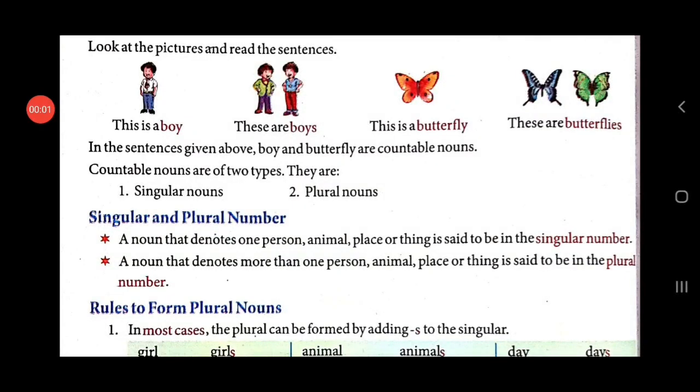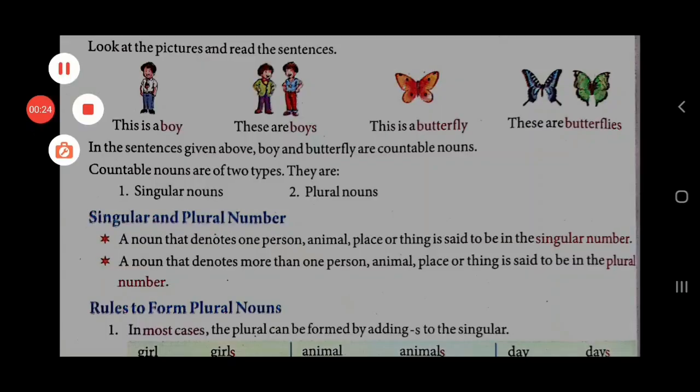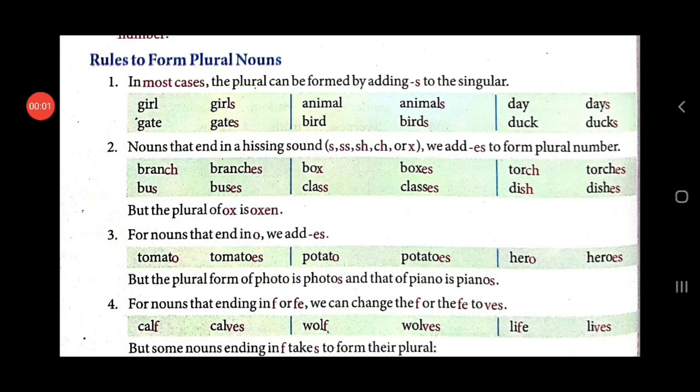See, singular number means when we are talking about only one person, animal, place or thing, okay, single. But when we are talking about more than one person, animal, place or thing, then it is said to be plural number. Understood the difference between the two? Now, whenever we need to change singular into plural, there are a few rules which we have to follow, which we will study one by one, okay?